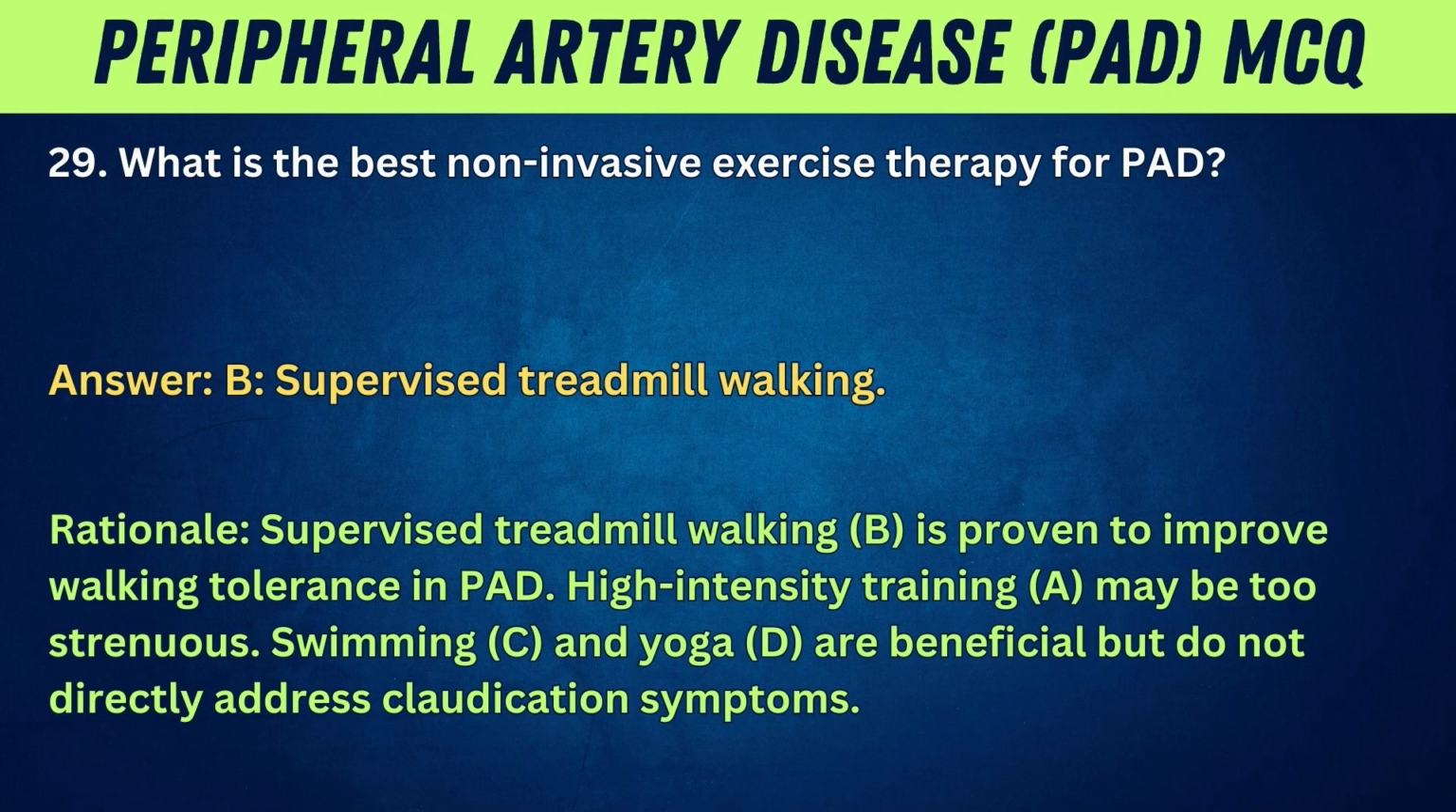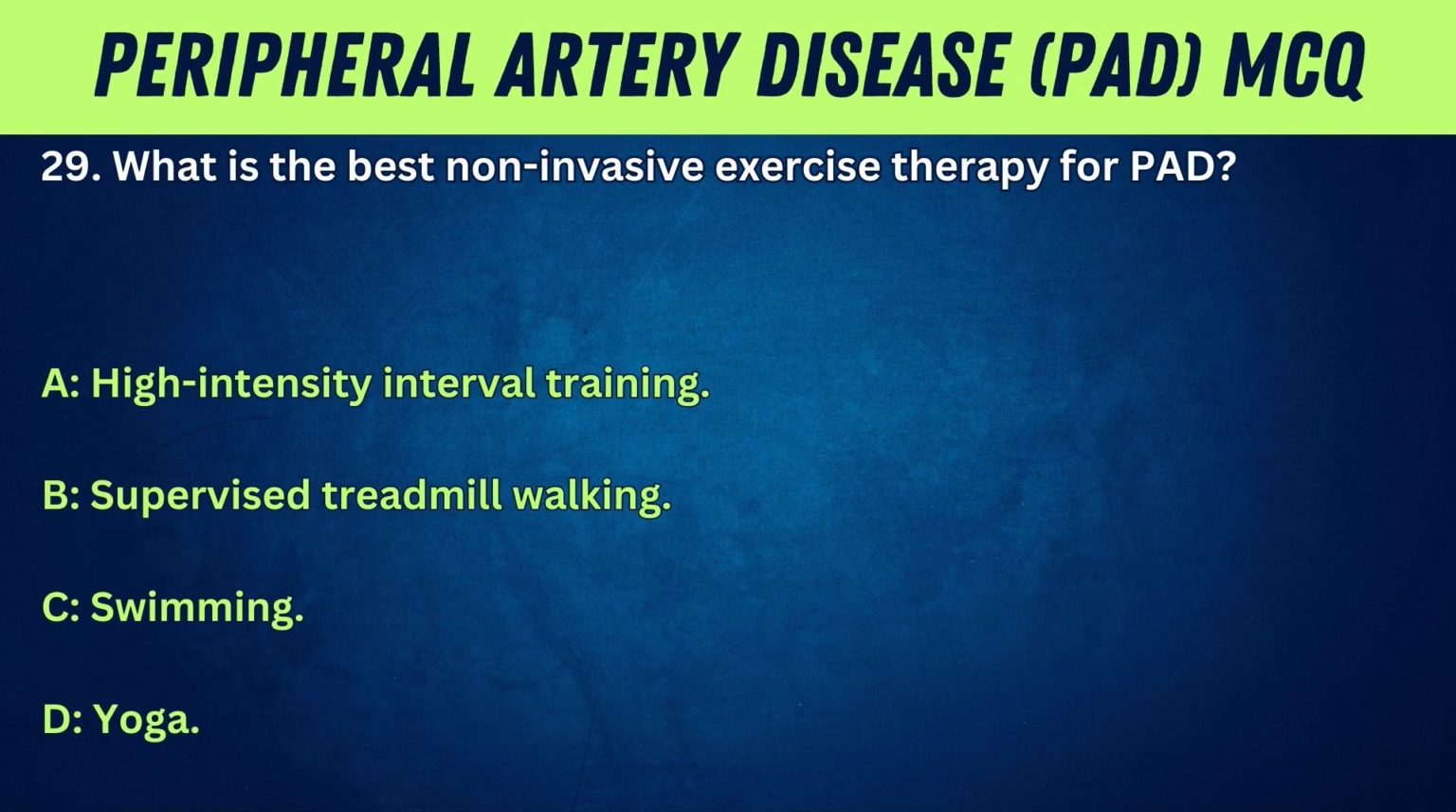29. What is the best non-invasive exercise therapy for PAD? A. High-intensity interval training. B. Supervised treadmill walking. C. Swimming. D. Yoga. Answer: B. Supervised treadmill walking. Rationale: supervised treadmill walking, B, is proven to improve walking tolerance in PAD. High-intensity training, A, is too strenuous. Swimming, C, and yoga, D, are beneficial but do not directly address claudication symptoms.